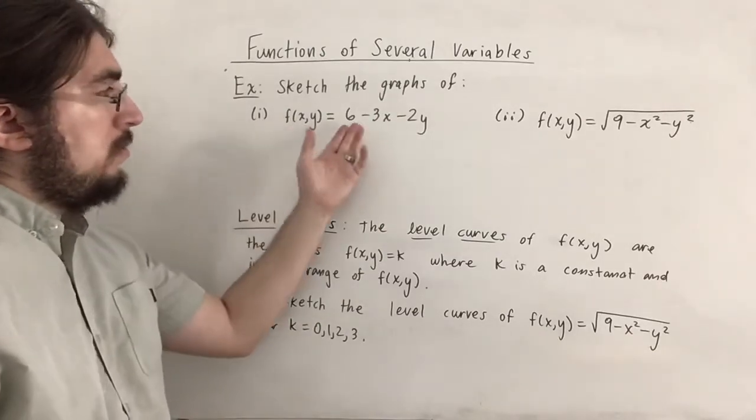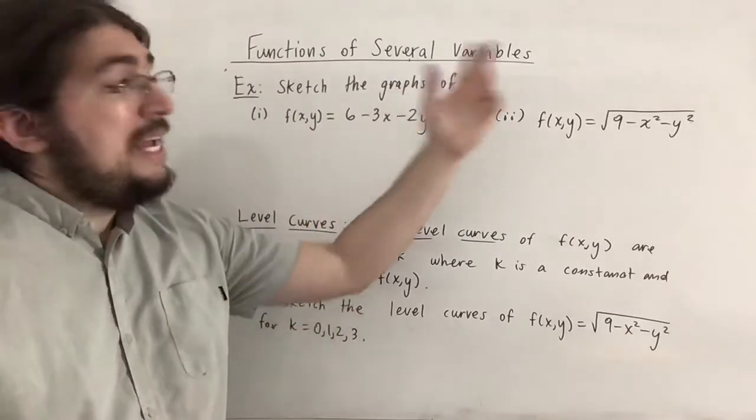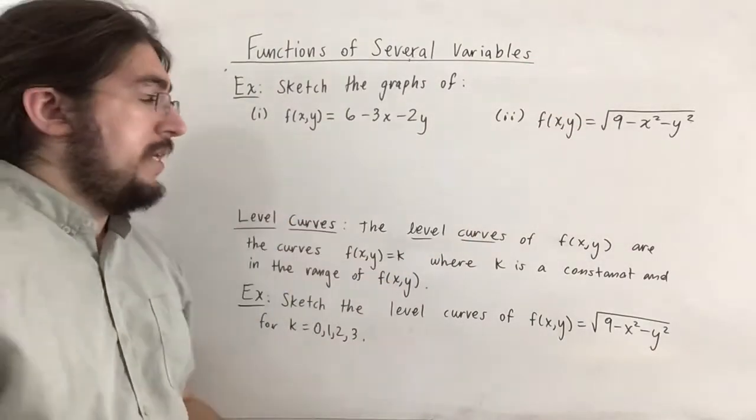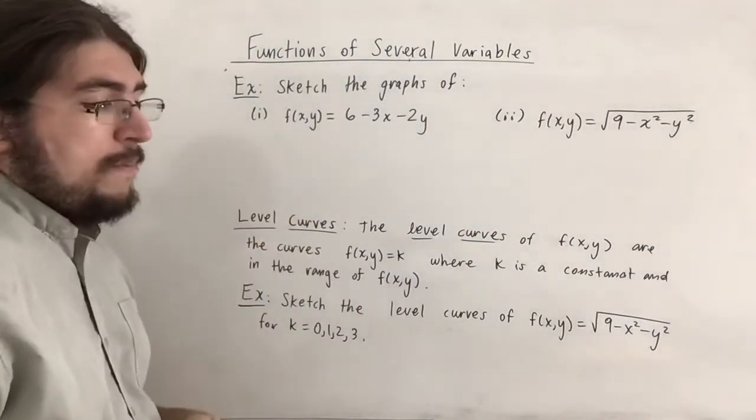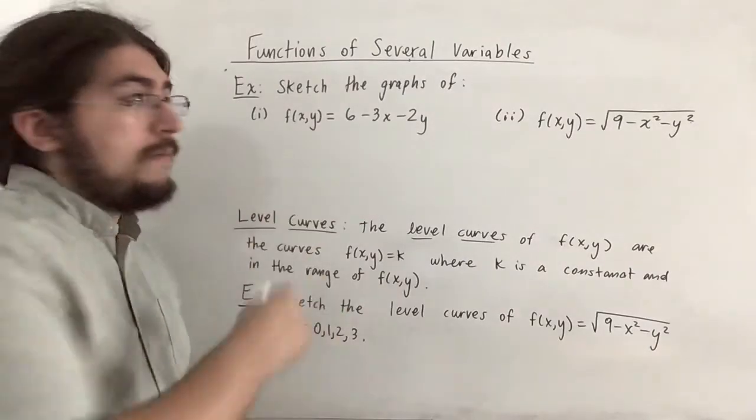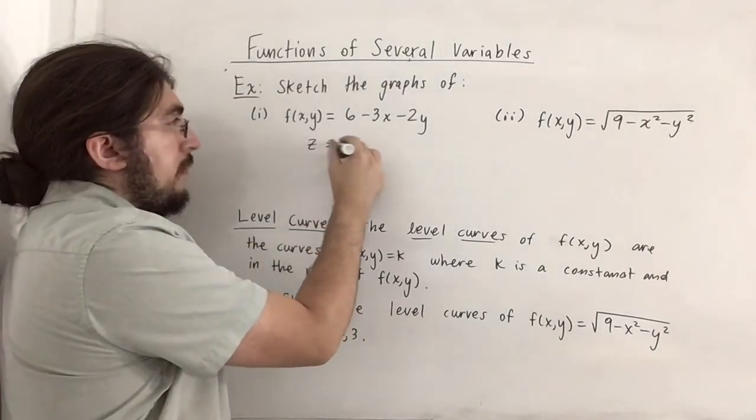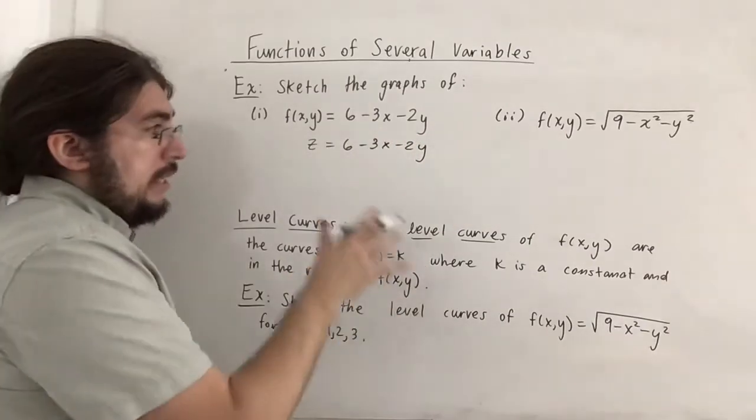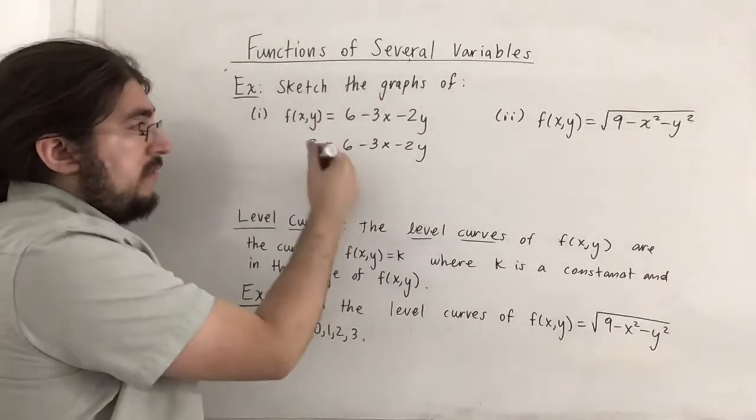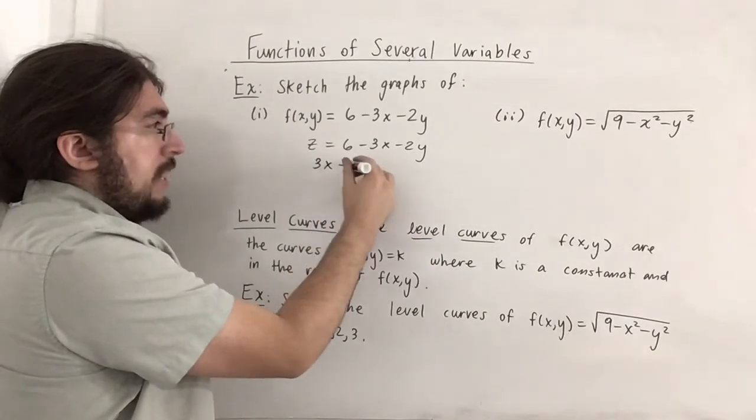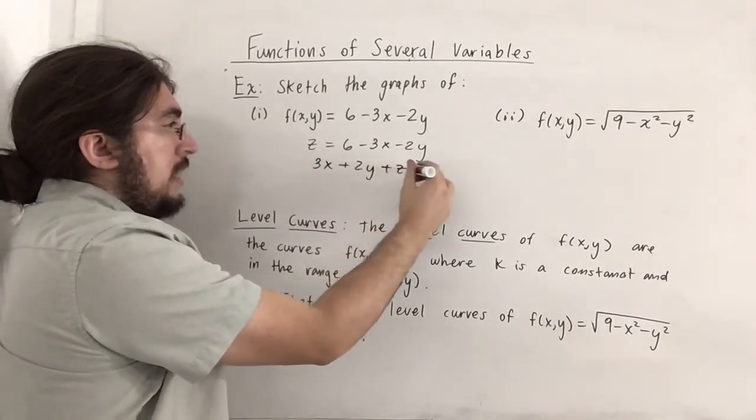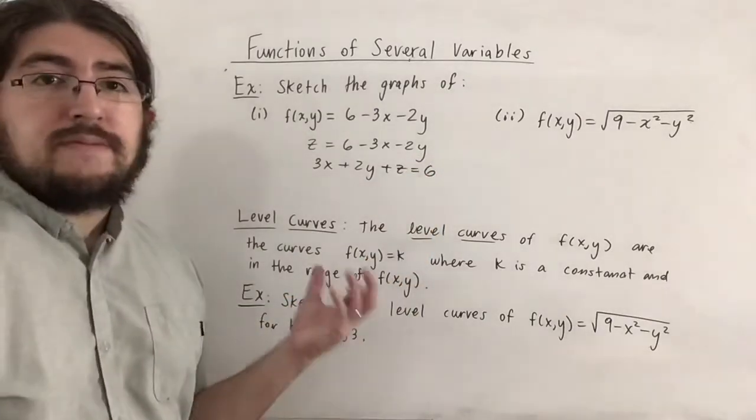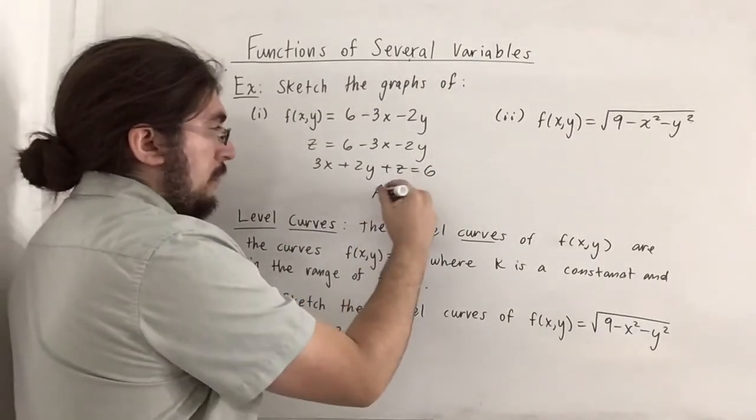So f of x, y equals 6 minus 3x minus 2y, and then f of x, y equals the square root of 9 minus x squared minus y squared. Now remember that we're always letting f of x, y be equal to z. So notice what we have here actually is a plane, because you can move everything to one side so that we have 3x plus 2y plus z is equal to 6. And this is what we're very often reminded of when it comes to an equation of a plane. So this is actually a plane.